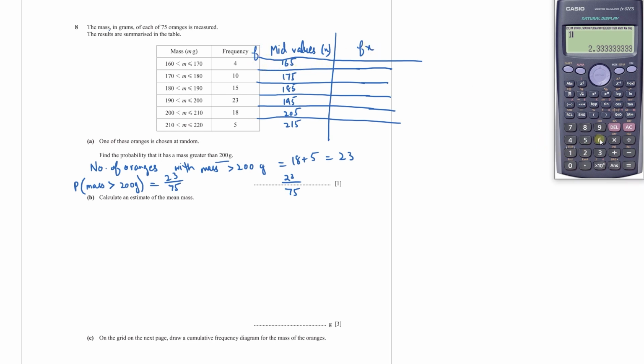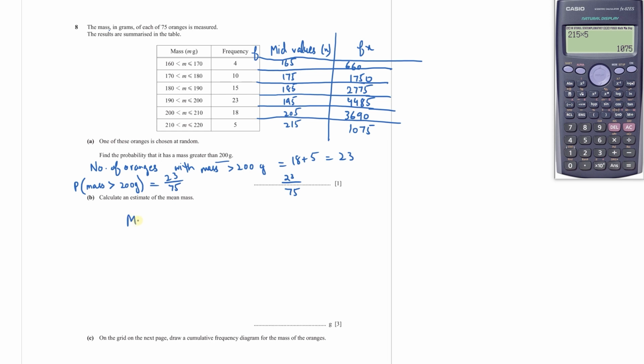So 165 times 4 will be 660. So this value here will be 660. 175 times 10 will be 1750. 185 multiplied by 15 will give you 2775. Then you have 195 multiplied by 23, 4485. 205 multiplied by 18 is 3690. And then 215 times 5 is 1075.